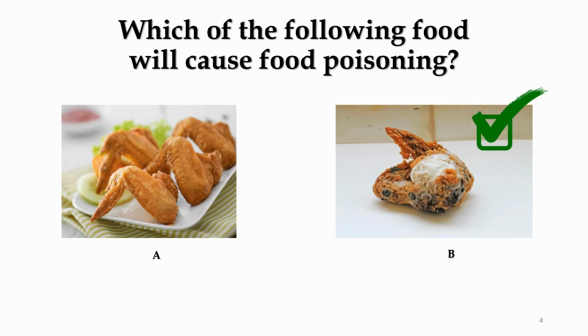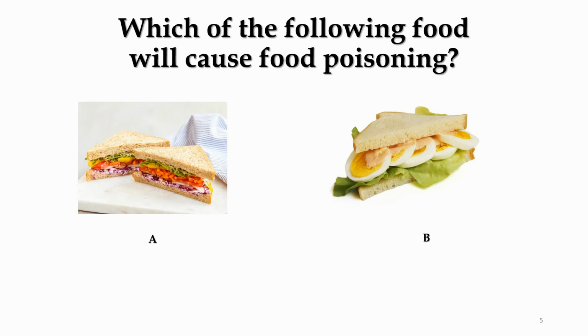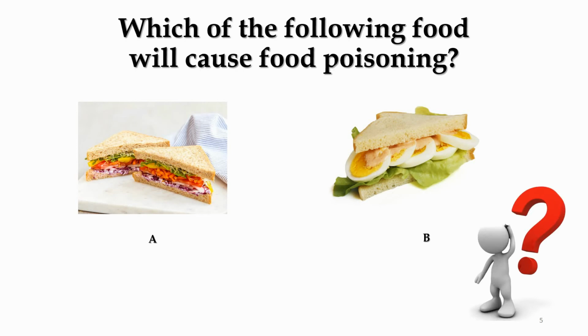It is clear that the fried chicken as shown in image B has undergone certain degree of spoilage and is possibly capable of causing food poisoning if we consume it. In this slide, both sandwiches look normal without any sign of spoilage. Thus, it will be difficult to determine which of the sandwiches has higher risk of causing food poisoning.